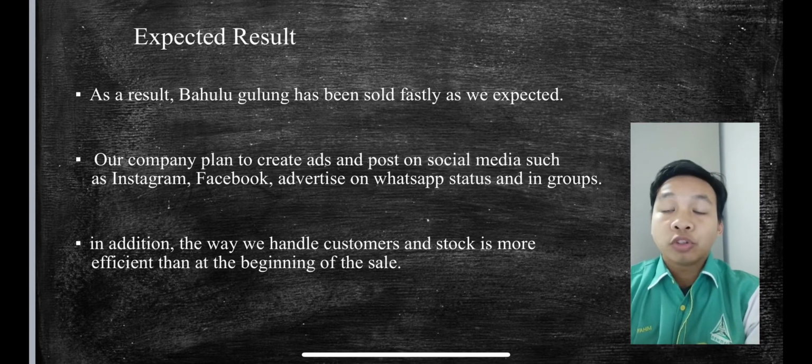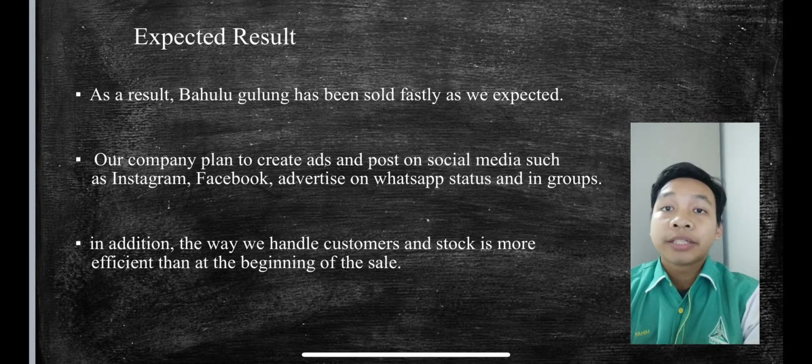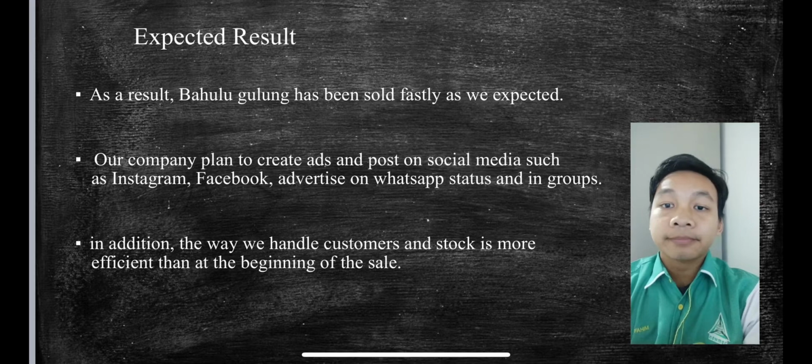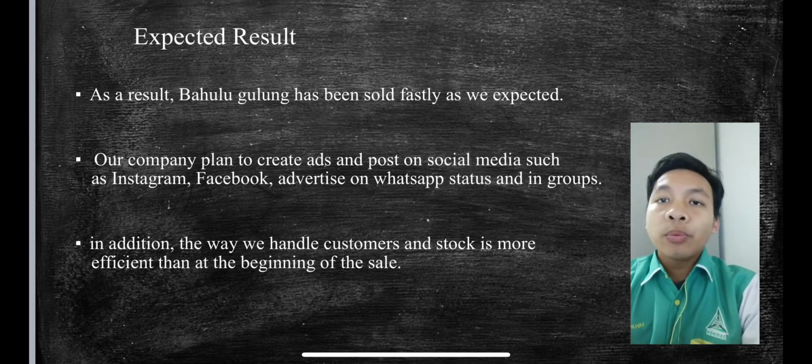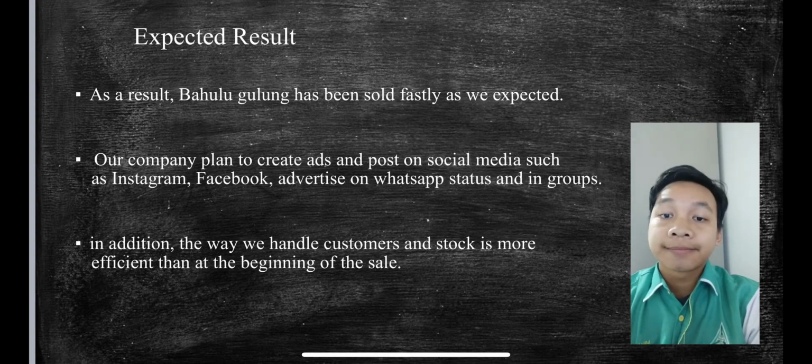Next, we move to expected result. As a result, Bahulu Gulung has been sold fast, as we expected. Our company plans to create ads and post on social media such as Facebook, Twitter, Instagram, and advertise on WhatsApp status and in groups. So, as a result, our sales increased. In addition, the way we handle customers and stock is more efficient than at the beginning of the sales.